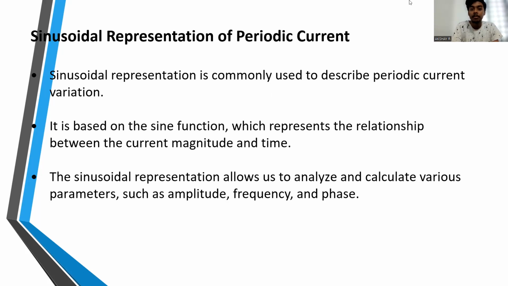Sinusoidal representation of periodic current. What is this? Sinusoidal representation is commonly used to describe periodic current variation. Of course, a periodic current has an interval of time, the periodic time. So a sinusoidal representation is commonly used to describe the periodic current.